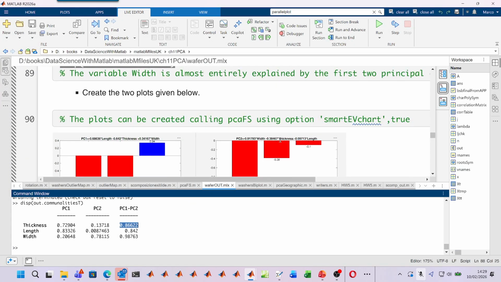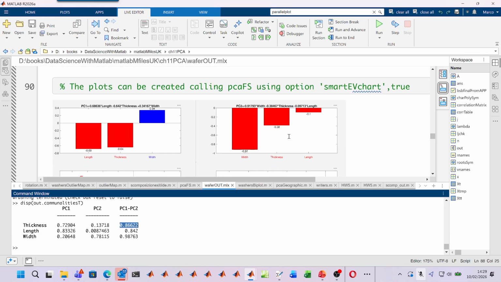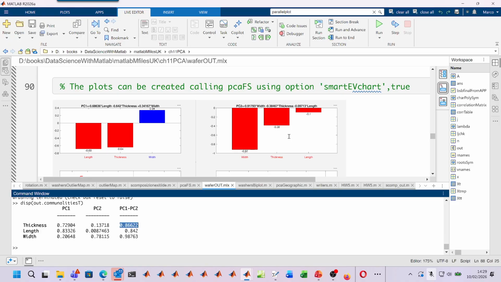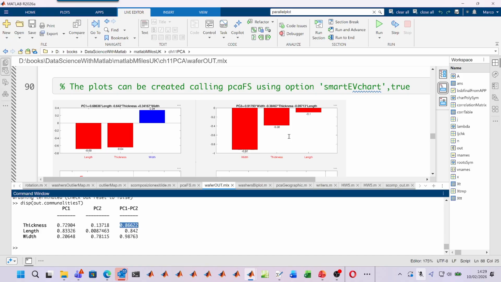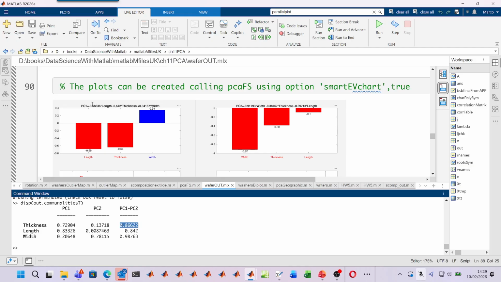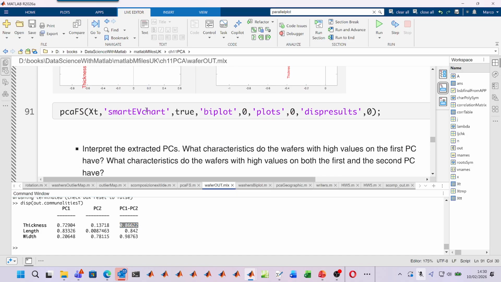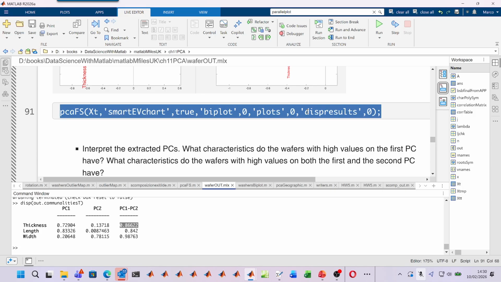What else? Right. Then create the plots given below. In the plots given below, if you notice here, there is also the equation of the first principal component. Here there is the equation of the second principal component. And how are they found? They are found using this option, Smart EV chart.